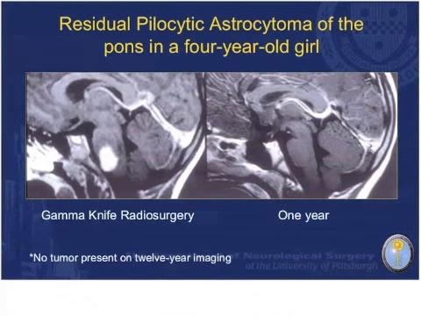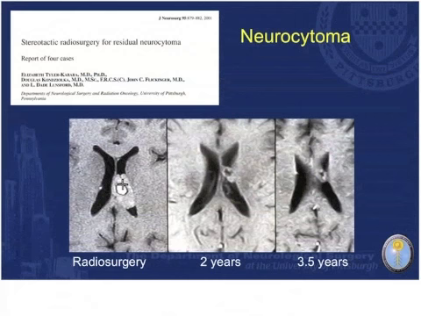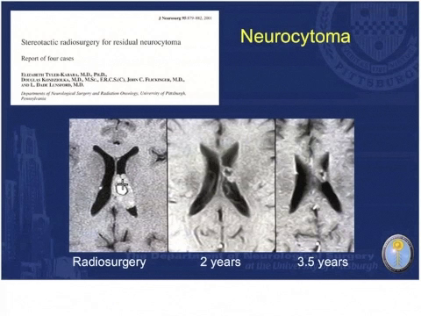Here's a 4-year-old girl, biopsy proven in the pons. Here's the 1-year scan. This child's now 15 years old with no tumors. Here's a neurocytoma. This is something we used to always do a transcallosal resection on. Now I typically manage these with a biopsy and radiosurgery alone because this is a tumor that seems, again, to melt away, and you can see the response of that tumor.